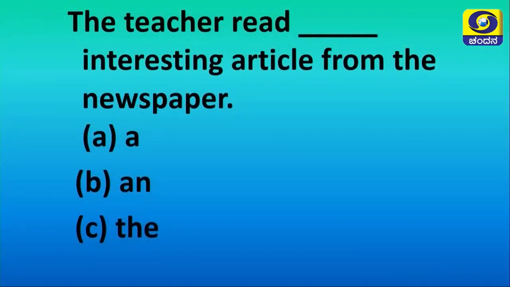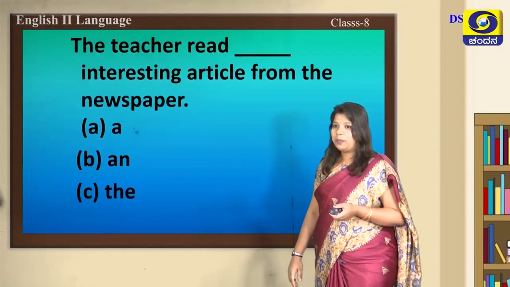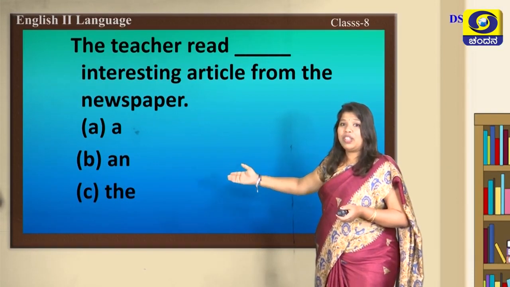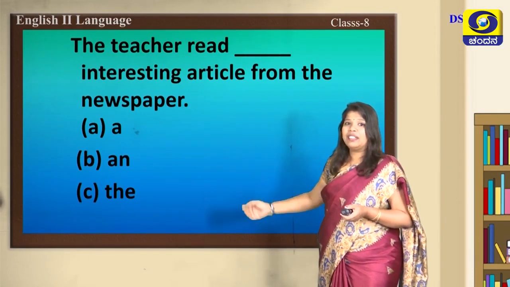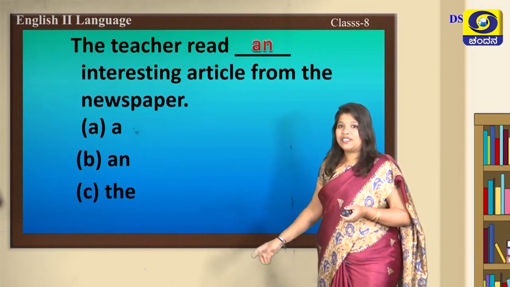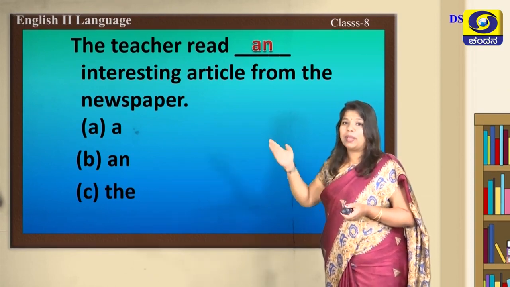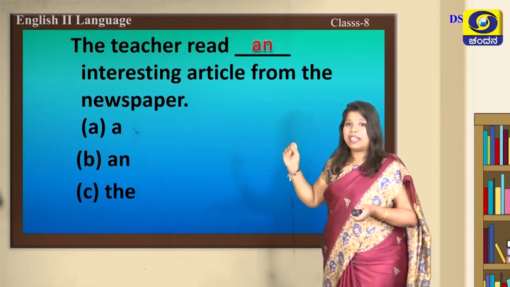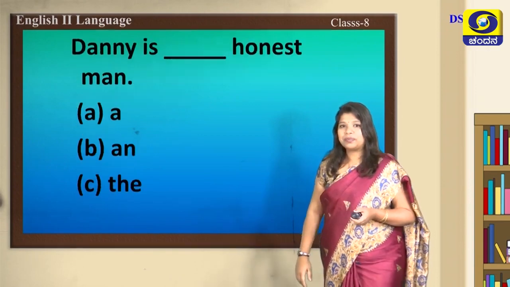Now, let me go to the second question. The teacher read dash interesting article from the newspaper. So, which article will you use? A and the? Yes, we have to use the article an because here interesting begins with a vowel sound.